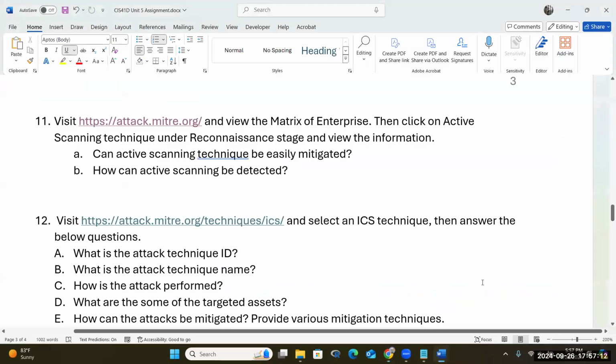Okay. So as you look at the actively scan technique, you can answer these questions. Can the actively scan technique be easily mitigated? Not easily mitigated, no, right? But we know that it can be detected by network monitoring.